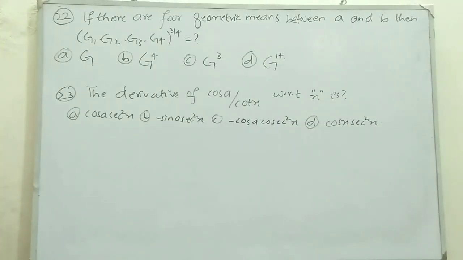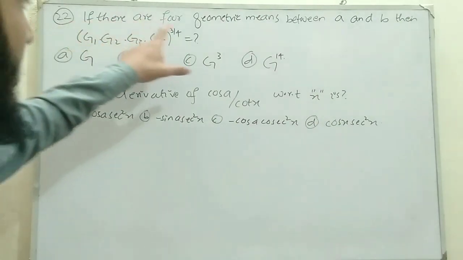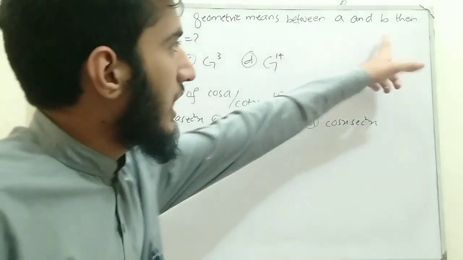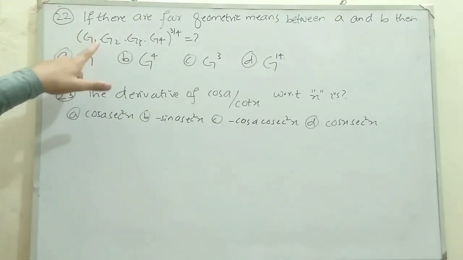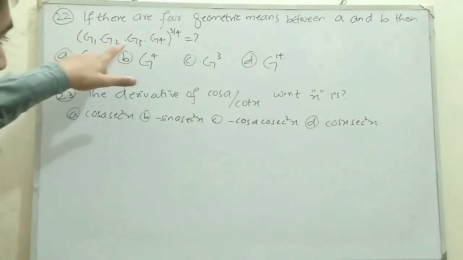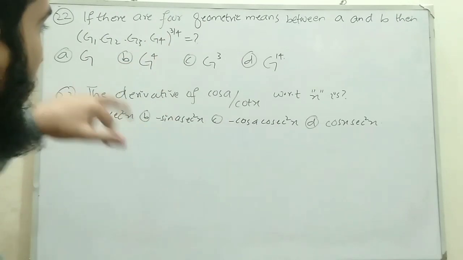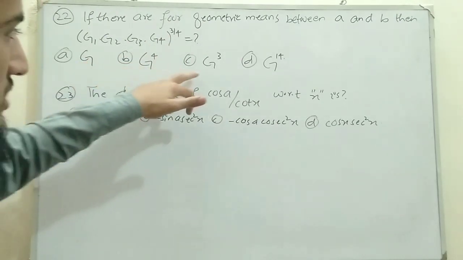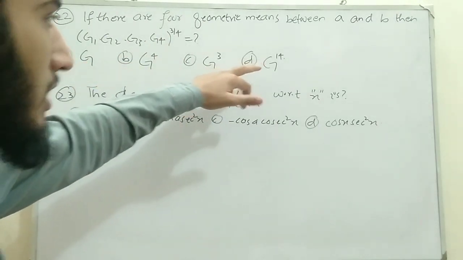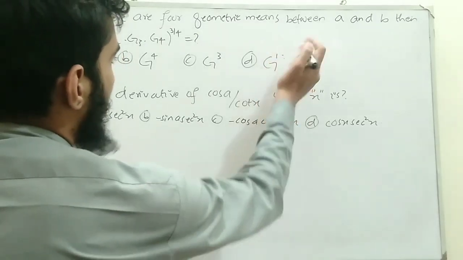Now move toward MCQ number 22. It tells that if there are 4 geometric means between A and B, then what will be the value of the product of geometric mean 1, geometric mean 2, geometric mean 3 and geometric mean 4, to the power 3 over 4. Option A is G, option B is G power 4, option C is G power 3 and the last option is G power 12.